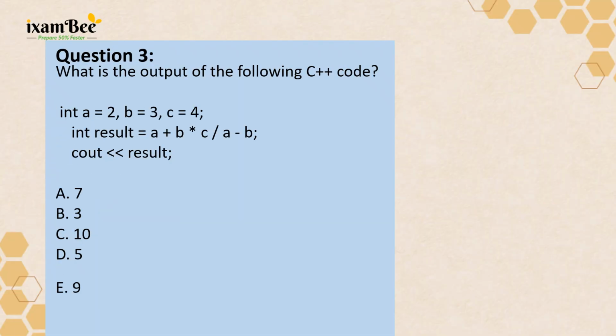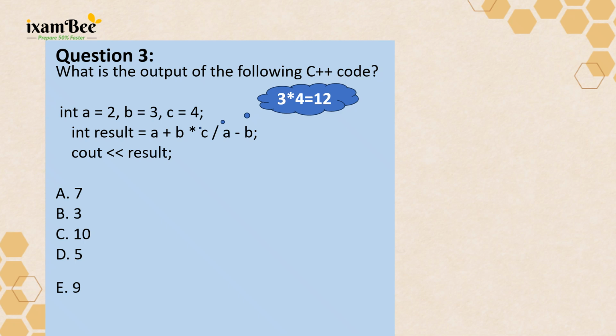Now this is a question that is related to the precedence of operators. Here A is assigned value 2, B is given value 3 and C is given value 4. And we are calculating the result as A + B * C / A - B. So firstly, we need to know the precedence. In these operators, asterisk has the highest precedence.